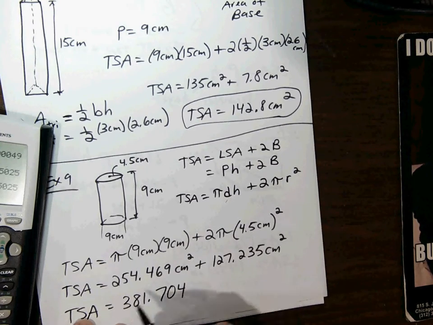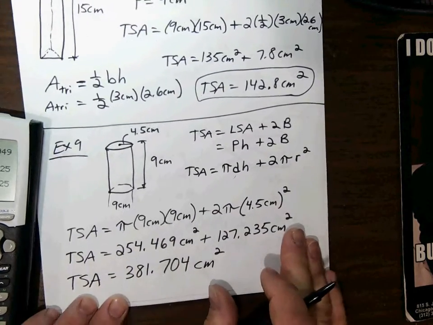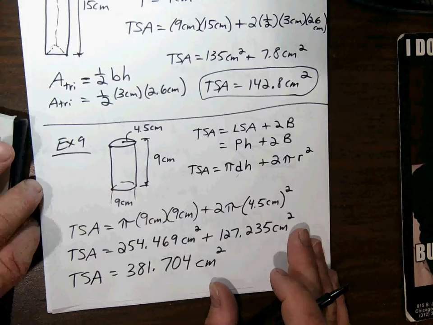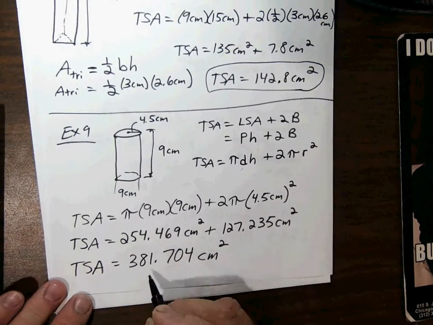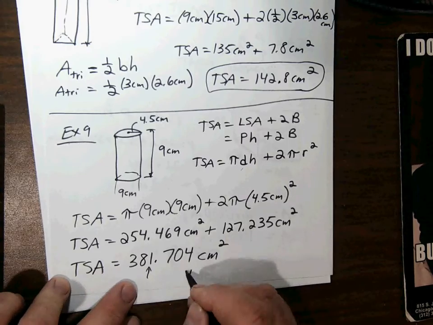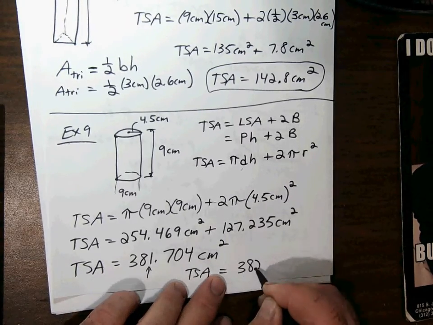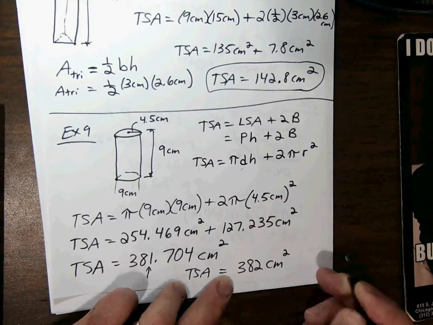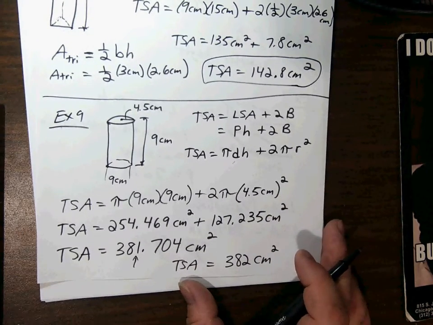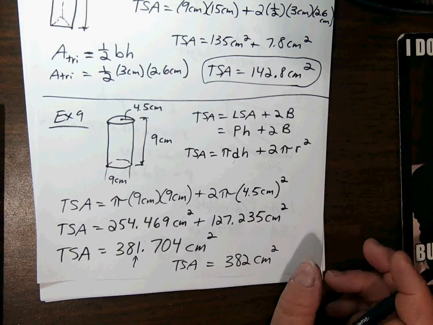381.704, if I go ahead and continue what I've done there with the rounding. But now let's go ahead and round it to the nearest whole number, so to the ones position. I'm rounding right there. It's either going to stay a 1 or become a 2, so my TSA is going to equal 382 square centimeters. Okay? Sweet. That's example 9.